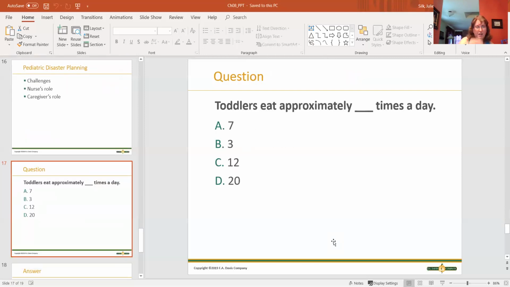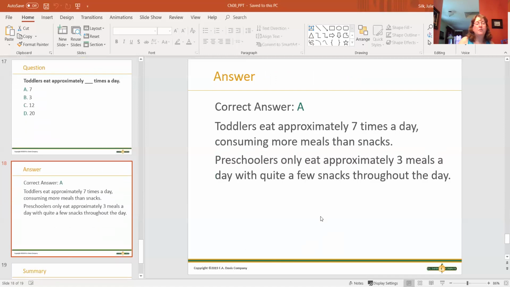All right, toddlers eat approximately how many times a day? This is going to be A, 7 times a day, consuming more meals than snacks. Preschoolers only eat approximately 3 meals a day with quite a few snacks throughout the day.